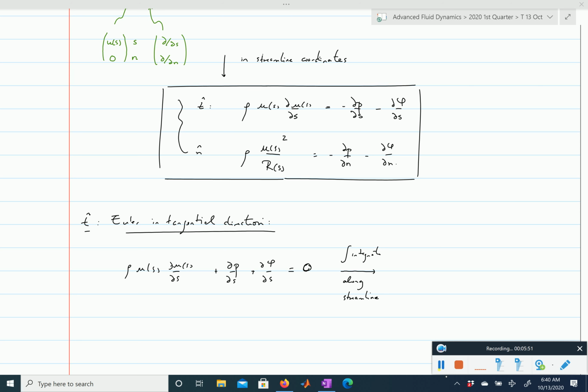Here you have a function times its derivative, so when you integrate, this gives you half of rho u_s squared, and when I integrate these two terms along the streamline direction, I get p plus our force potential. And here we had a 0, so when we integrate we get a constant. So not surprisingly, Euler's equation in the tangential direction yields the Bernoulli equation.